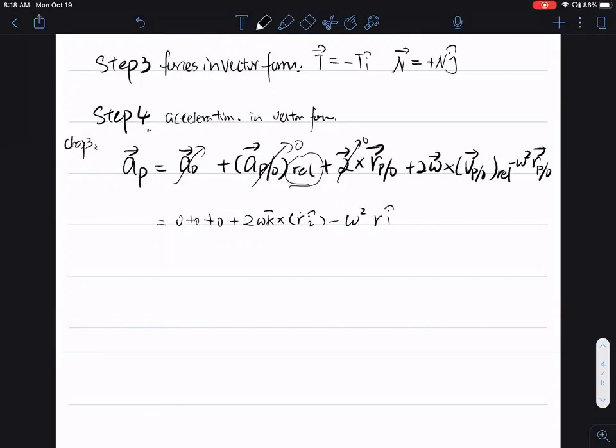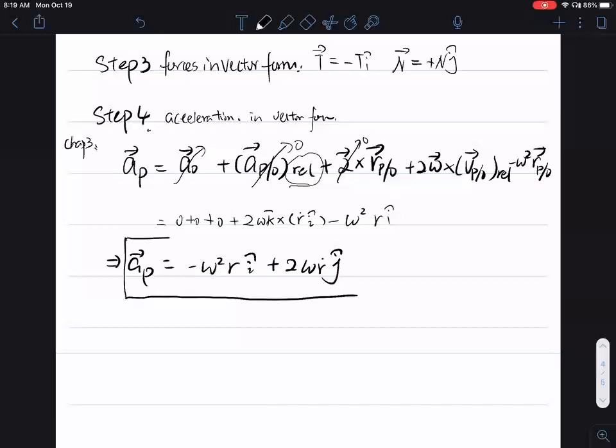Now if you break out that cross product, your AP can be written as a vector. AP can be written as something I plus something J. So we have an I term and a J term. For your I term, you should get negative omega square R I plus 2 times omega R dot J.